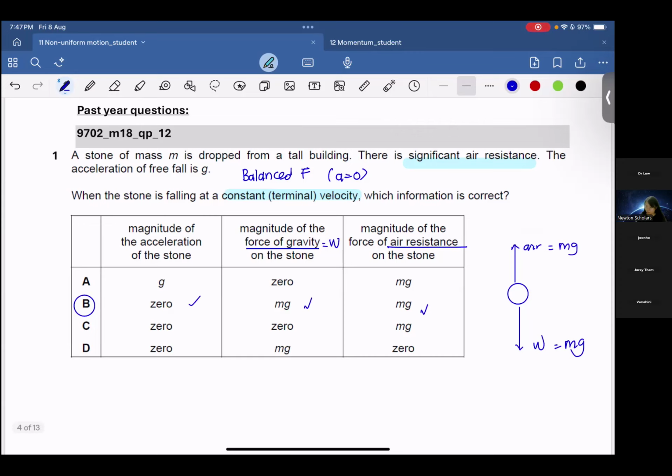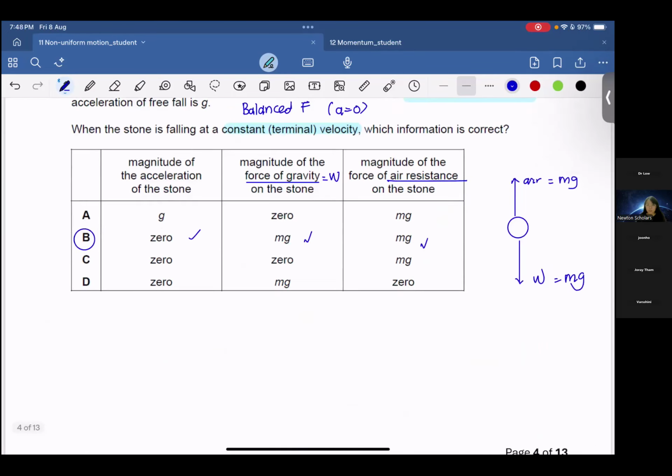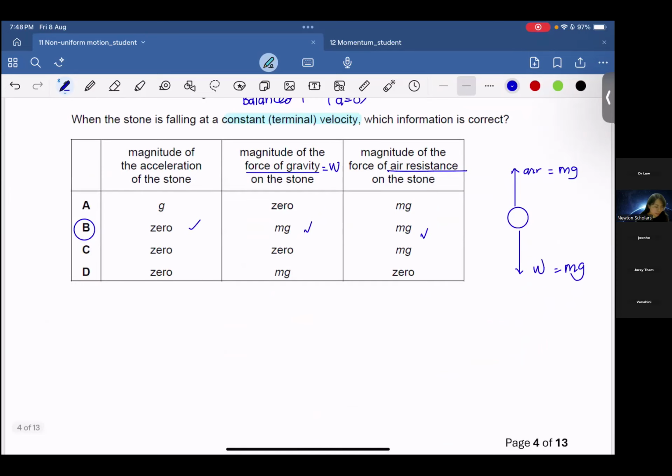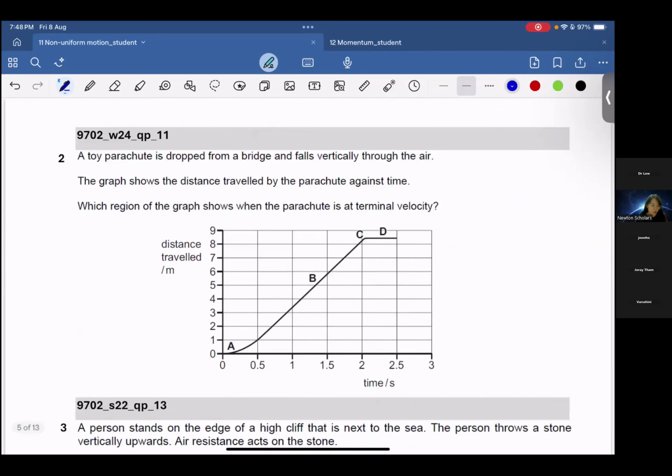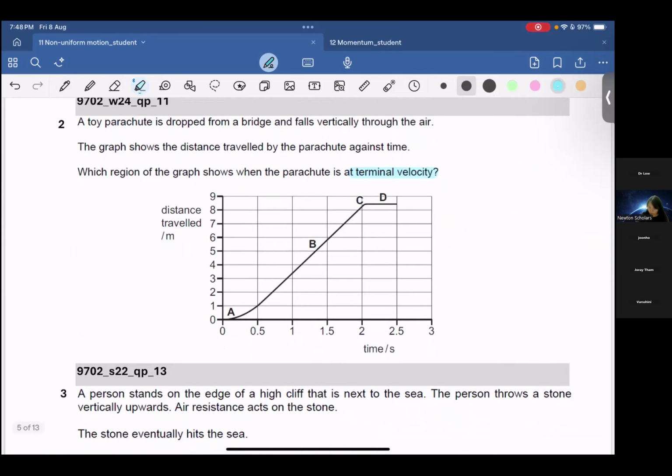We go to the second question. Five seconds, try: A, B, C, D. Which region of the graph shows the parachute at terminal velocity? Again, terminal velocity means constant velocity. A, B, C, D. Fawal is correct.